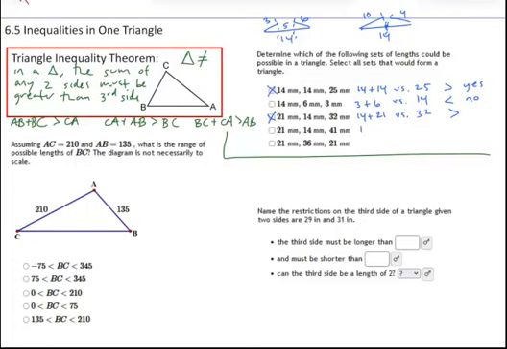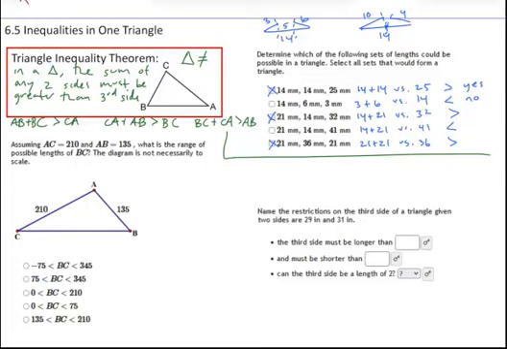Next, I have 14 plus 21, which again is 35, compared to 41. Here, that is not greater than, so those do not form a triangle. And then finally, 21 plus 21 versus 36. Again, 42 is greater than 36, so the last one will work.